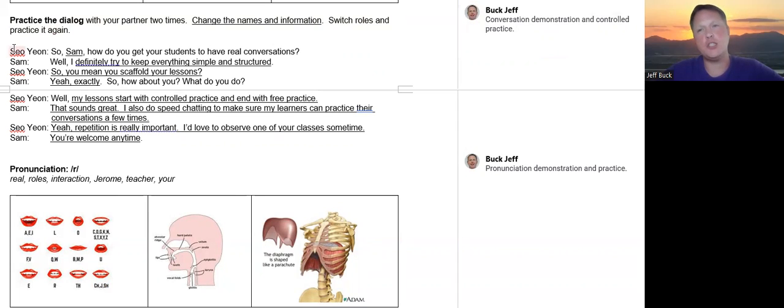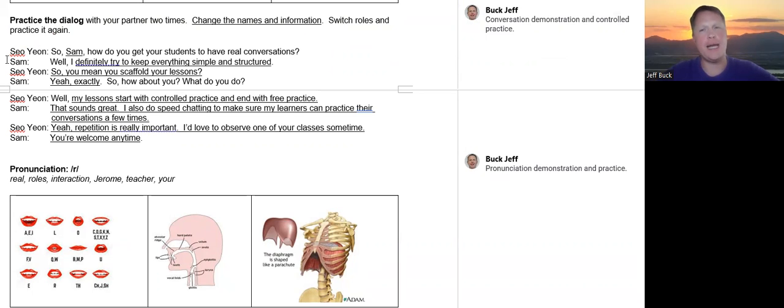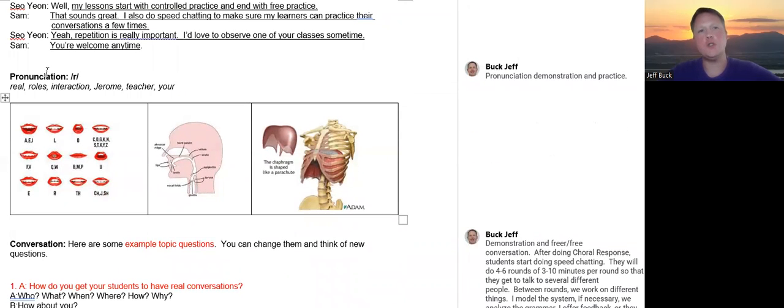So if I do it that way with two groups, obviously one group will take the part of the first person, in this case it's Sayan, and the other group will be the other person, in this case it's Sam, and then we switch. And then either way, they practice the dialogue with their partner 2 times, changing roles, obviously, and also they need to change the content, the names, and some of the other details to make it a little more personal. And then we move on to pronunciation.